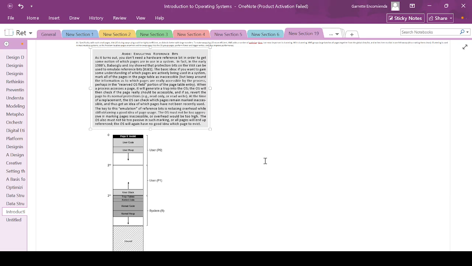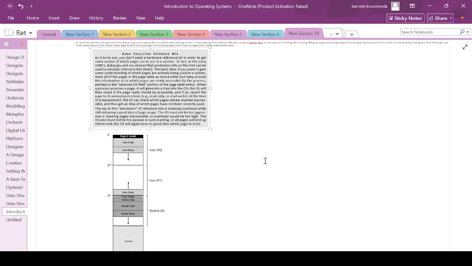The key to this emulation of the reference bit is reducing overhead while still obtaining a good idea of page usage. So it reduces the overhead while at the same time you get an idea of which pages are actively being used. The OS must not be too aggressive in marking pages inaccessible, or the overhead would be too high.